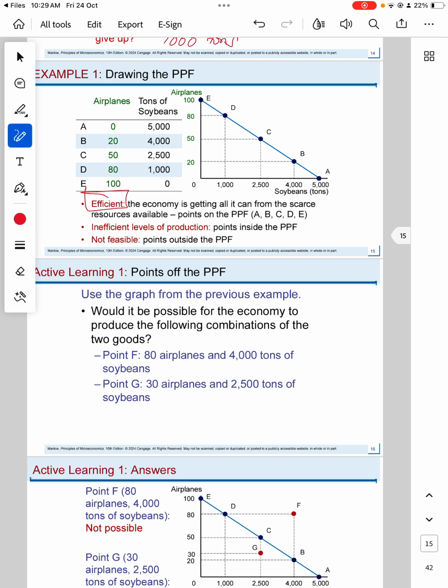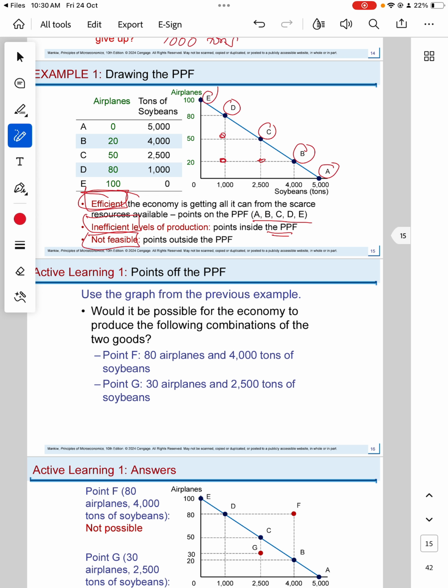So how do we determine efficient, inefficient, and not feasible? Efficiency in the economy is getting all it can from the scarce resources available. So the efficient points are represented by the line A, B, C, D, E. Inefficient points are inside the PPF, for example here, here, here. This is inefficient, meaning that we produce less than what we can produce. We can produce more, but we produce less.